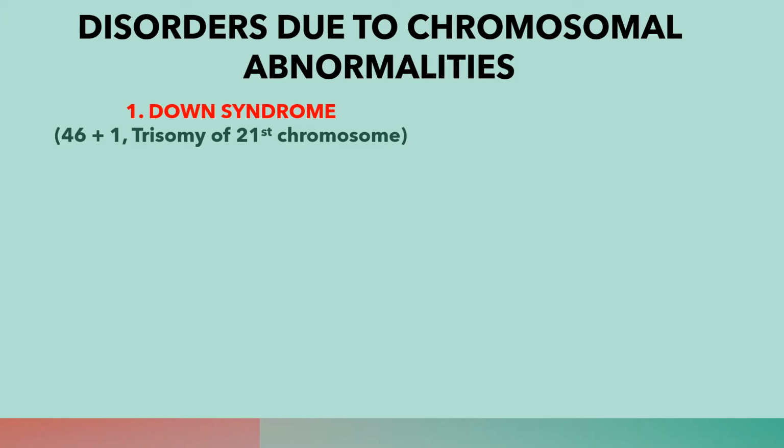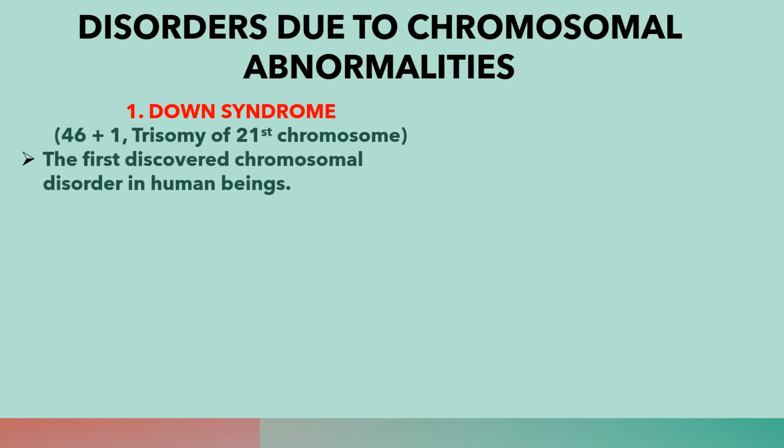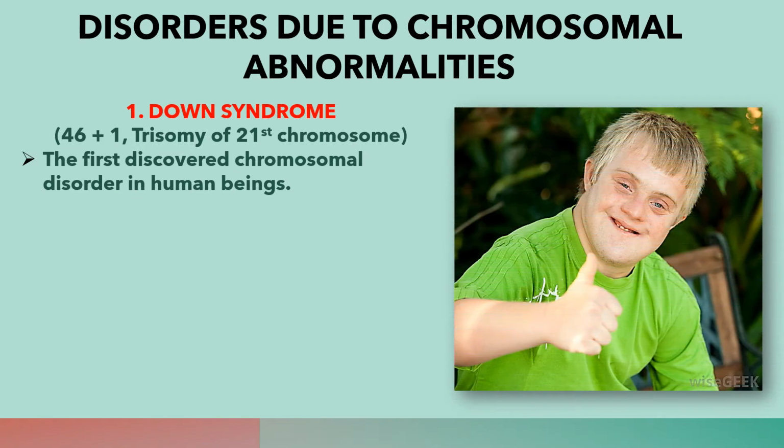The first type of genetic disorder due to chromosomal abnormalities, some defect in the chromosomes. So the first type of abnormality is Down syndrome, 46 plus 1, also called the trisomy of the 21st chromosome. This Down syndrome is the first chromosomal disorder that was discovered in human beings. A person with Down syndrome has this particular look.